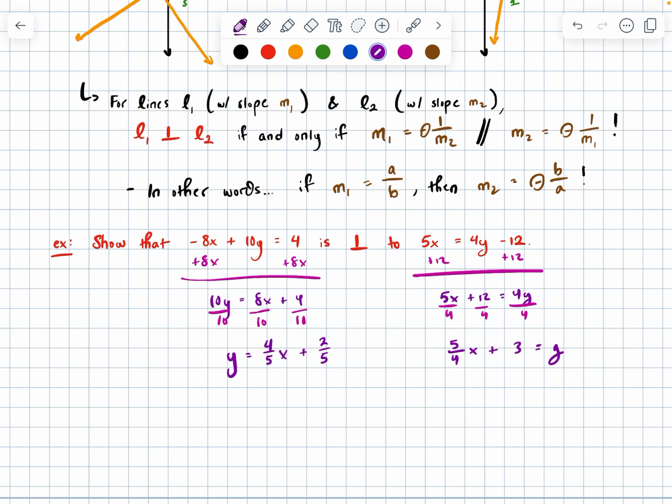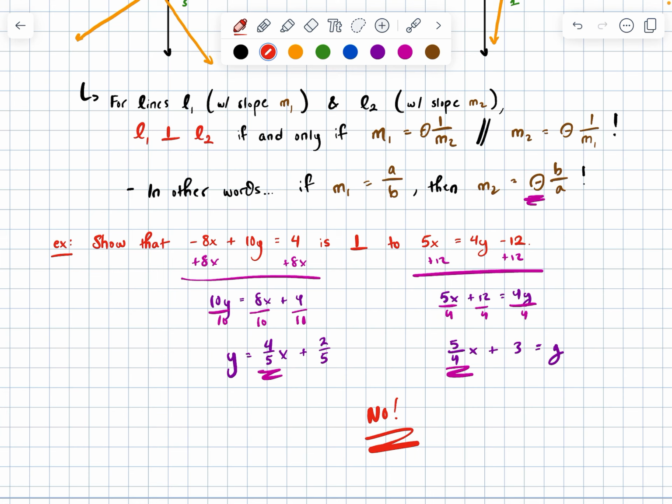Right? Well, no! I have a 4 over 5 and a 5 over 4. What's missing? Well, they're not negative reciprocals, right? I know that the fraction is flipped, but one of them would need to be negative, one of them would need to be positive. These are not perpendicular.